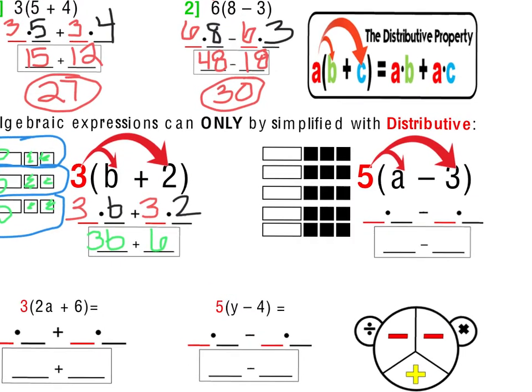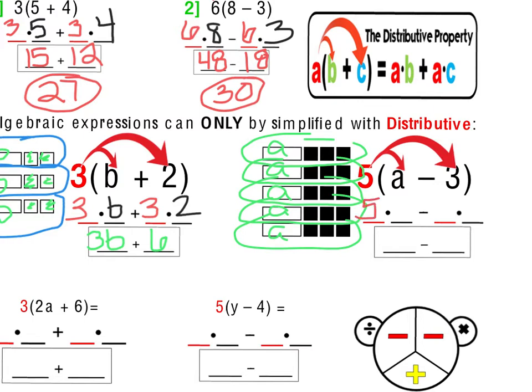And again, my outside number is my number of groups. So if you notice, I have 5 groups this time. And we have 5 groups, we can say, of a in each group, and then of negative 3 in each group. So we're going to multiply 5 times the a, bring down the subtraction, and then we're going to do 5 times 3. So 5 times a means that I simply have 5a. And then 5 times 3 would be 15.